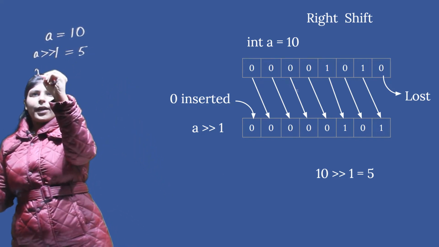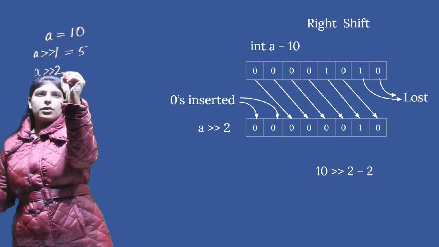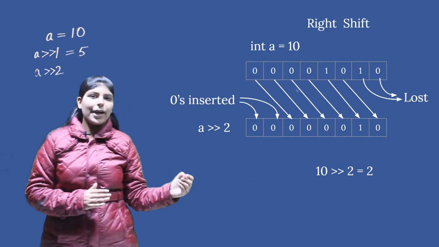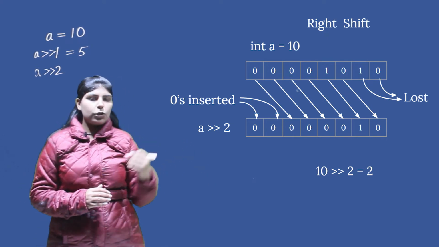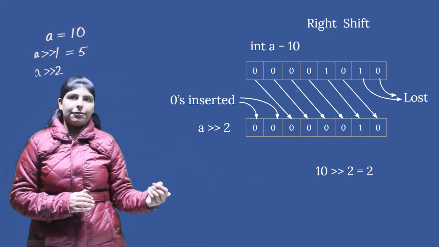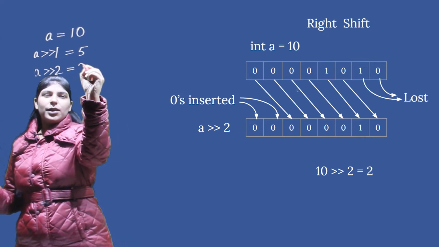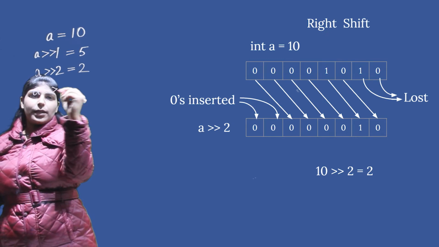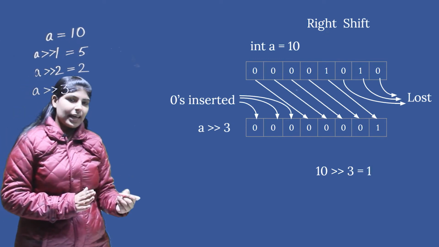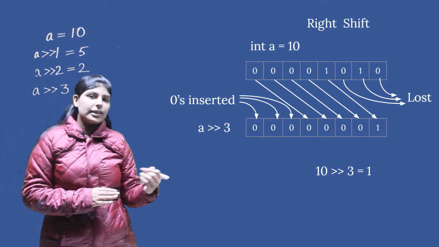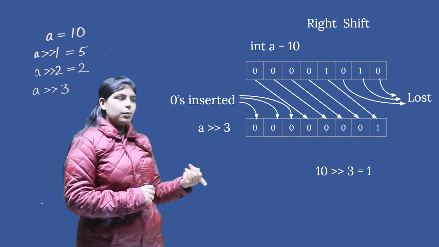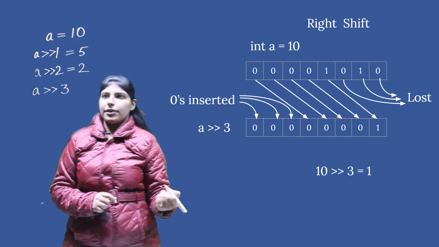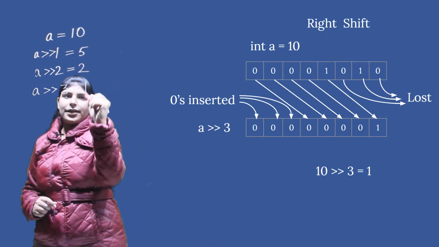Now if I do A right shift 2, this will shift all the bits 2 positions to the right. The 2 rightmost bits will be lost and 2 zeros will be inserted at the left end. So this will give me 2. Now if I right shift it by 3, all the bits will be shifted 3 positions to the right. The rightmost 3 bits will be lost and 3 zeros will be inserted at the left end. So this will give 1 as output.